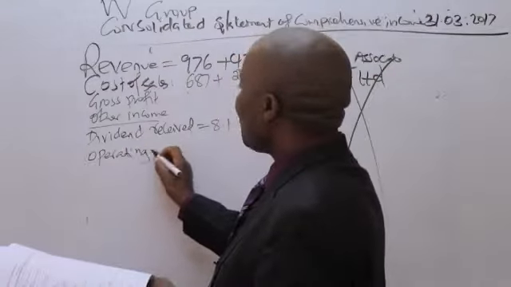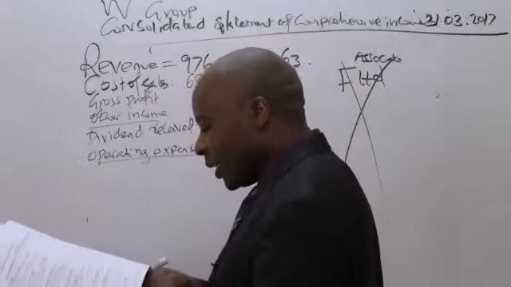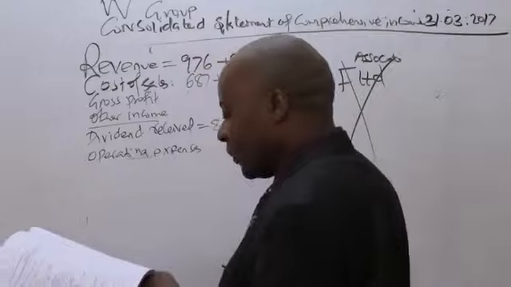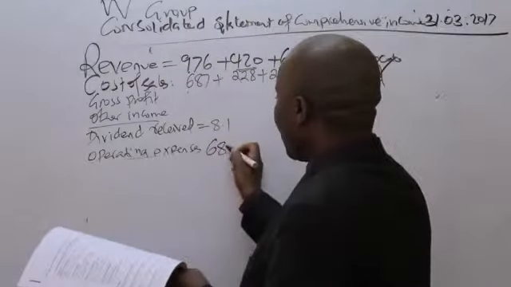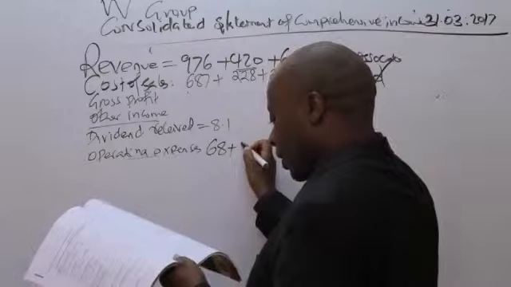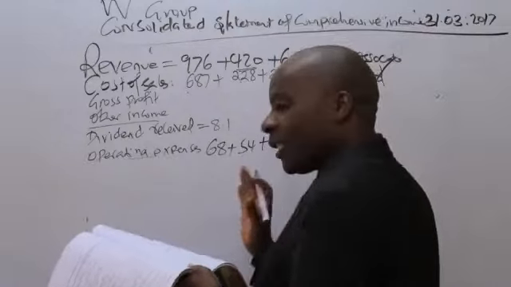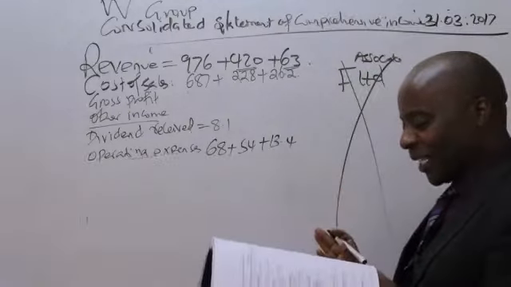Operating expenses, what do we have there? Just consolidate them because they've been given line by line. So we have 68 plus 54 plus 13.4. Don't take your calculator yet.